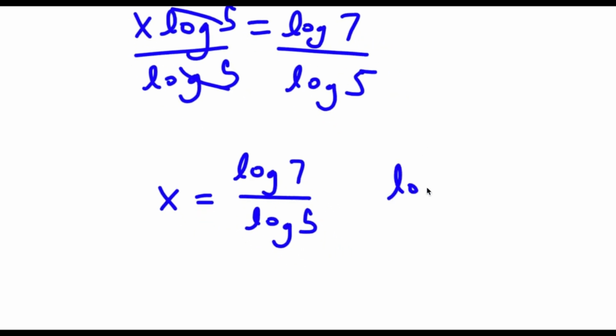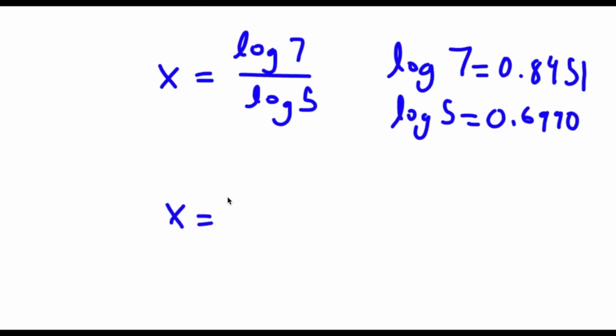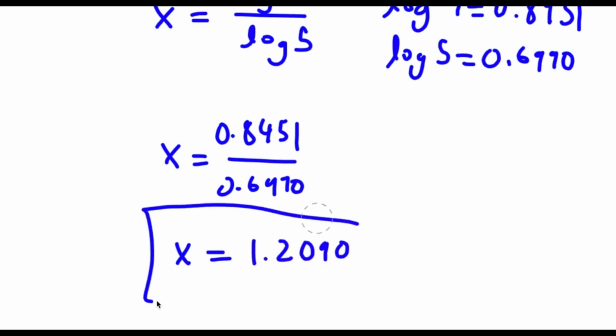Now log 7 is equal to 0.8451, and log 5 is equal to 0.6990. So now I have 0.8451 over 0.6990, which is equal to approximately 1.2090. So this is my answer.